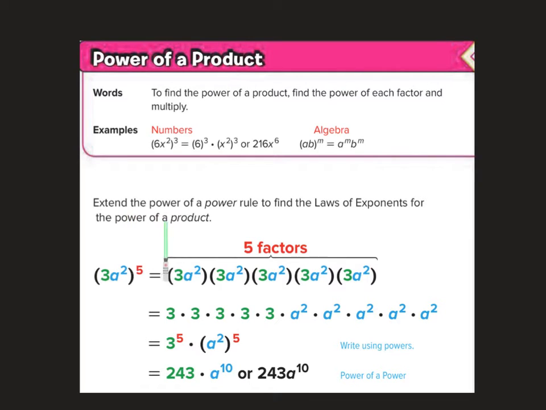We can extend the power of a power rule to find the laws of exponents for the power of a product. In this case, we've got 3a squared to the fifth power. So that would simply be 3a squared factored out 5 times. If we multiply 3 5 times, we get 243. If we take a squared factored out 5 times, we multiply the exponent 2 by 5 to get a to the 10th. So our final answer here would be 3 to the 5th, which is 243, and a squared to the 5th, which is a to the 10.